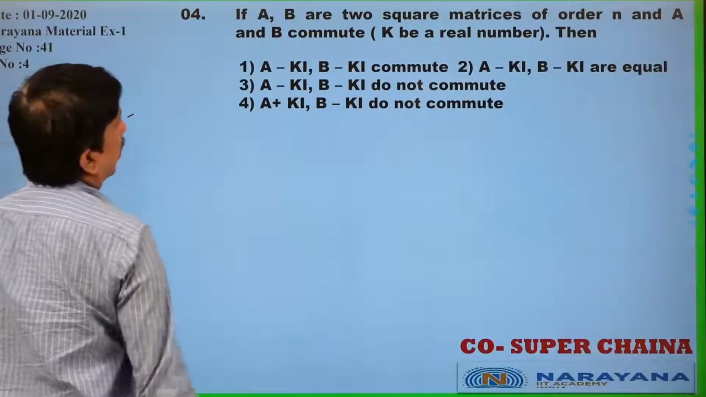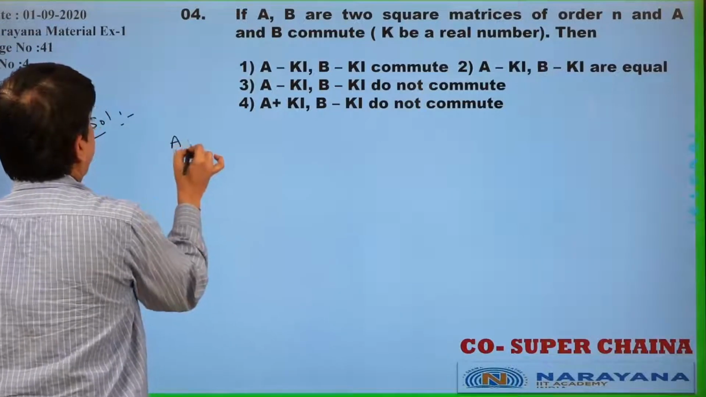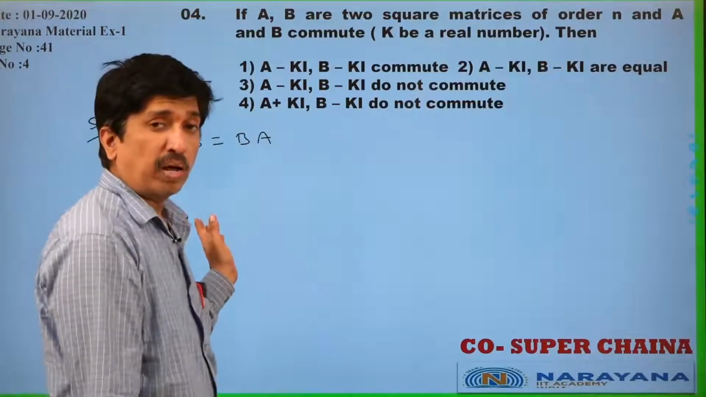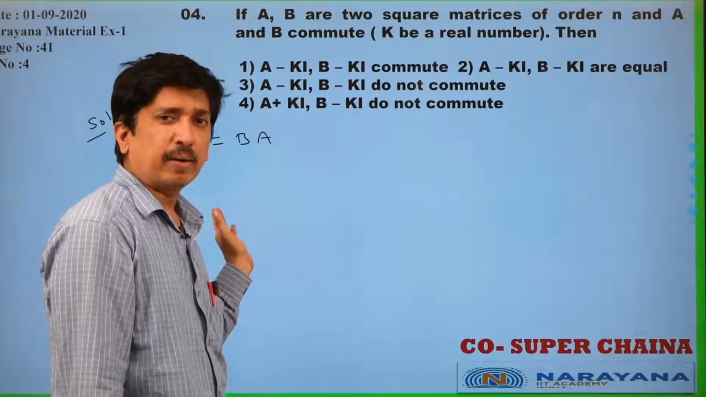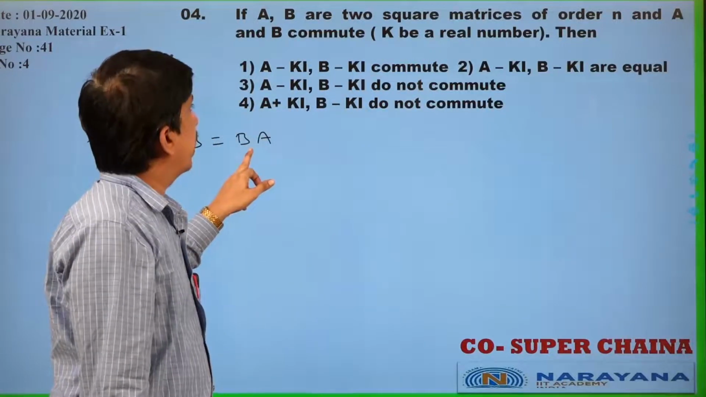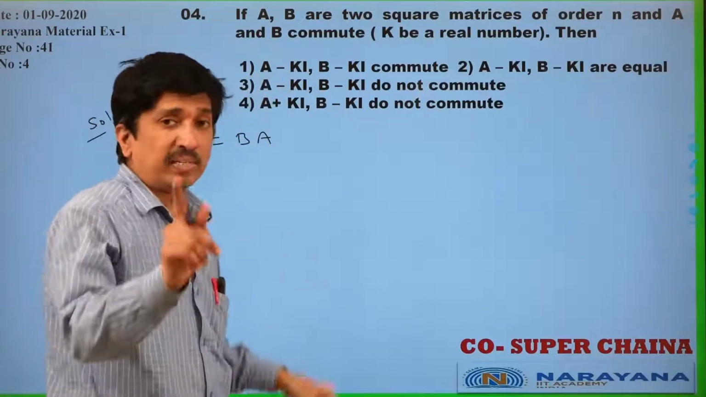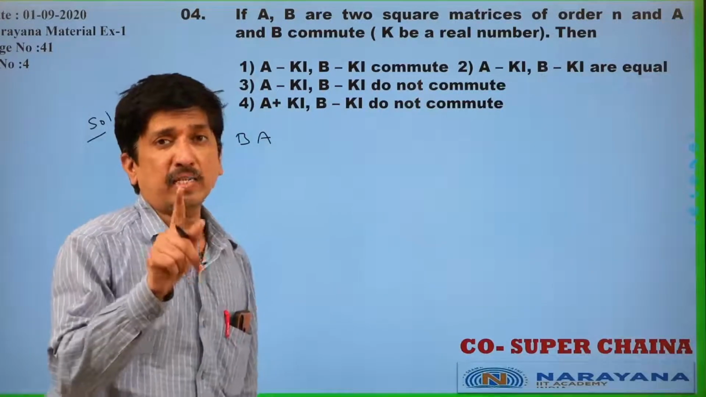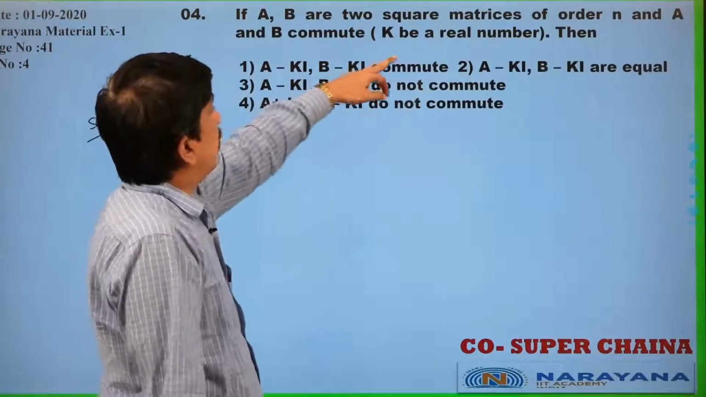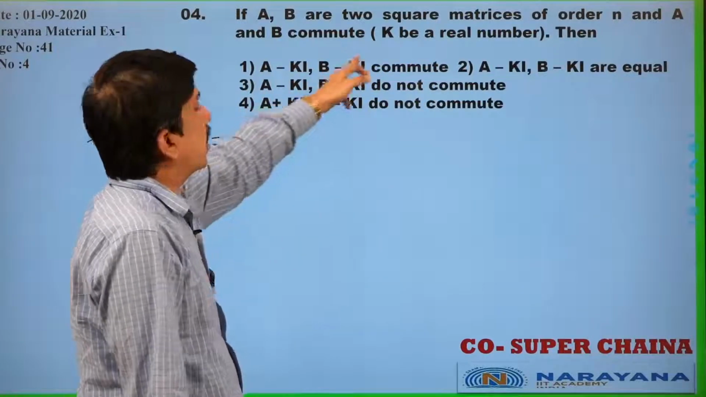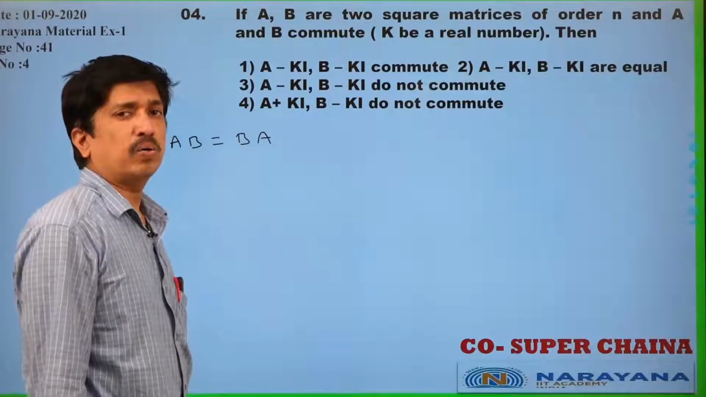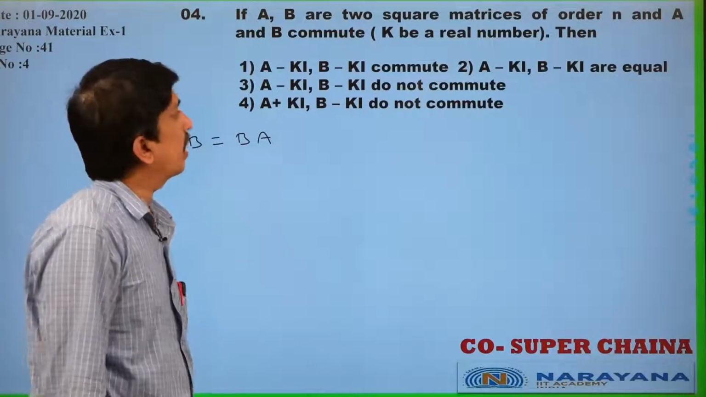Now A and B are commutative, so AB is equal to BA, you will get. Why? Because they are commutative. Matrix multiplication is not always commutative, you remember. But here it is given that A and B are two square matrices of order n and that A and B are commutative. Commutative being given means the result is AB equal to BA, you can write. Is it clear or not?